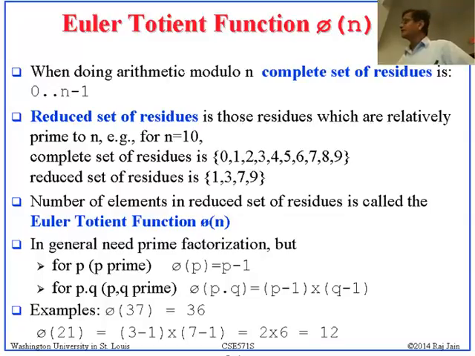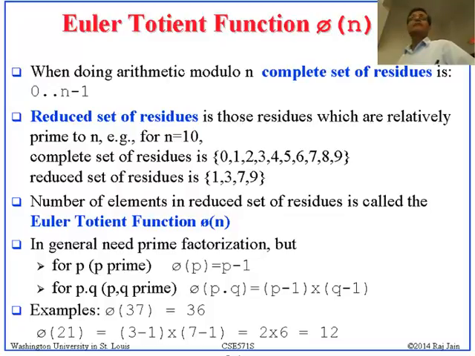Okay, so let's take an example. 37 is prime. So its complete set will have 0 to 37 numbers, and the reduced set will have 36. Basically 0 will get out, but everything else is there. Right, p minus 1. But take a number 21.